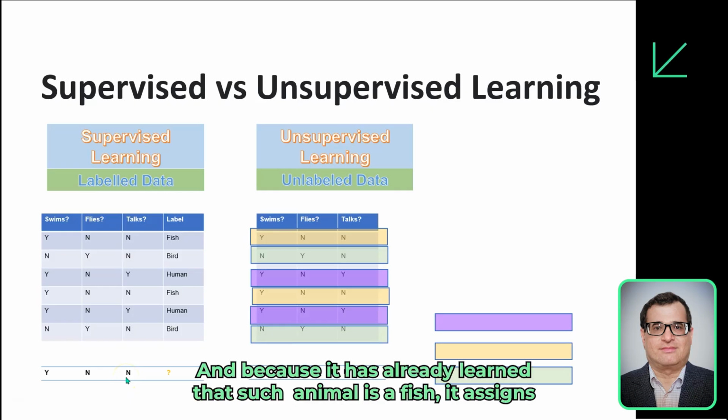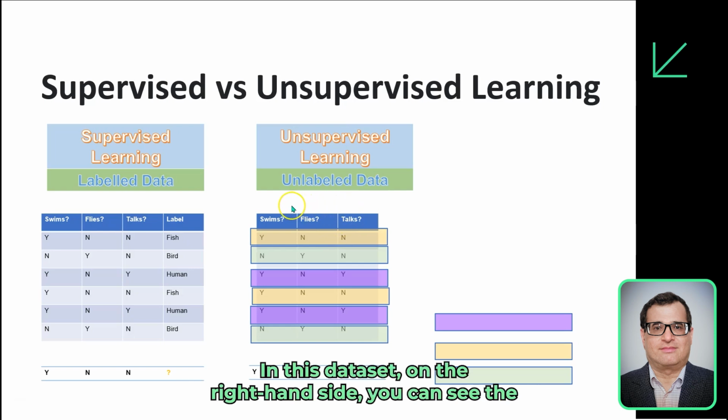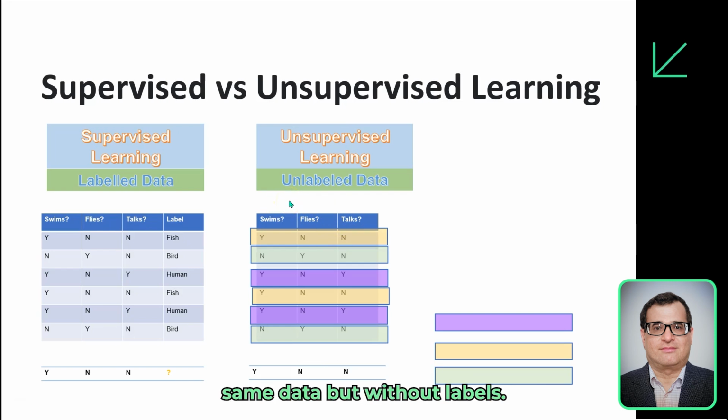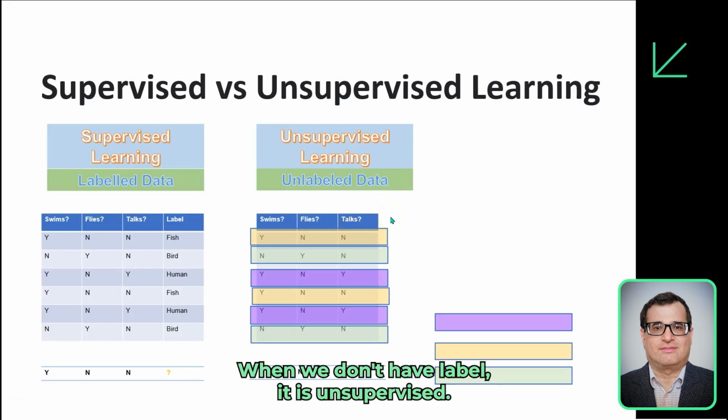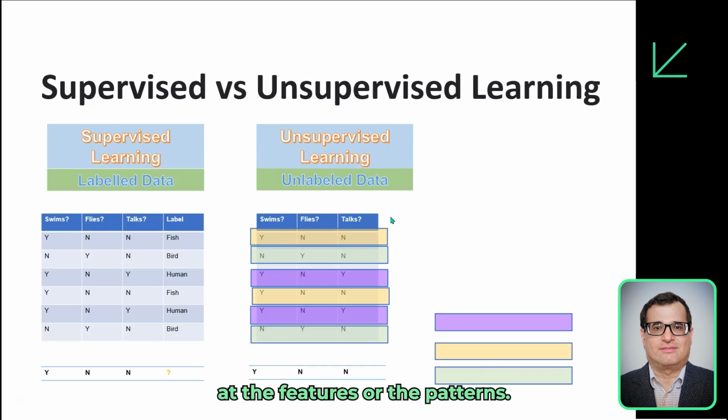And because it has already learned that such an animal is a fish, it assigns the label fish to the new data points. Now let's look at an unsupervised task. In this data set on the right hand side, you can see the same data but without labels. When we don't have labels, it is unsupervised. So the machine does not know the results. But the machine can look at the features or the patterns.